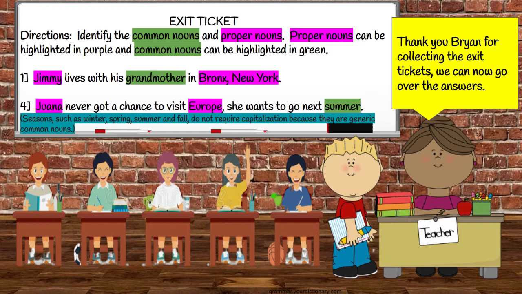Thank you, Brian, for collecting the exit tickets. We can now go over the answers. Number one, Jimmy lives with his grandmother in Bronx, New York. Jimmy and Bronx, New York are specific names of people, a city, and a state. So they have been capitalized and they have been highlighted in purple. They are proper nouns. Grandmother is a common noun. It has been highlighted in green and it has not been capitalized.